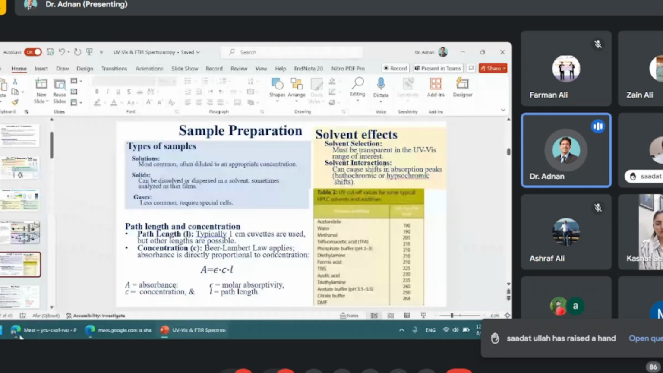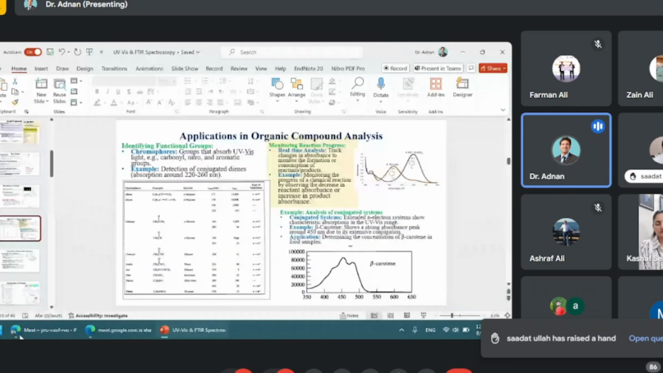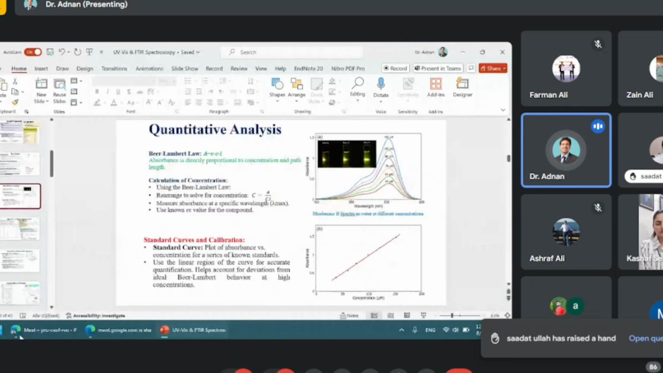I mentioned that there are certain limitations for UV-visible spectroscopy. For example, here I have shown a standard curve calibration graph. If the concentration is beyond the higher limit, you can dilute it. Yes, definitely, Professor, you have to dilute it with ratios.